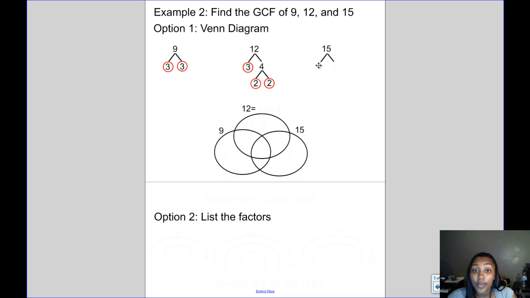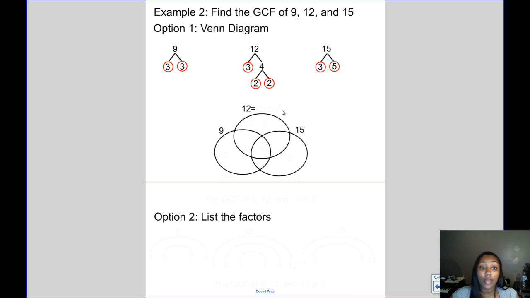Then I come over here to 15. What multiplies to give me 15? And I know 3 times 5 multiplies to give me 15. I ask, is 3 a prime number? And the answer is yes. And then I ask, is 5 a prime number? And again, the answer is yes.